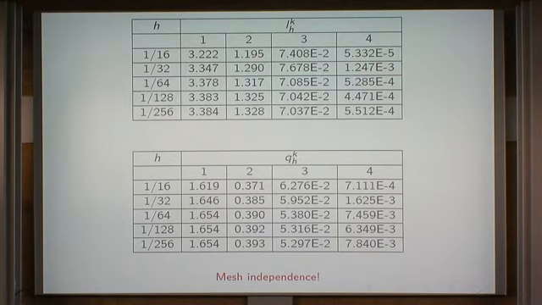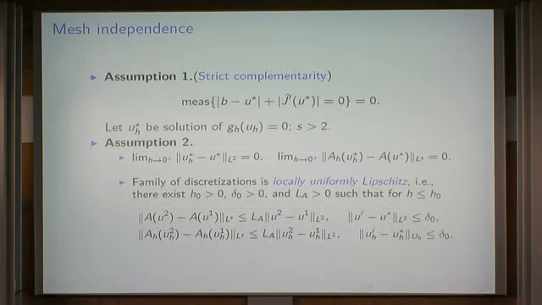Remember, before lunch, I showed you this Newton's method for this finite dimensional one for the obstacle problem, where the number of iterations was almost doubling if I halved the mesh size. Now I'm halving, but the numbers stay stable. This is a strong indication that there is mesh independence. And indeed, mesh independence can be made explicit, or rigorous, I should rather say, under assumptions.